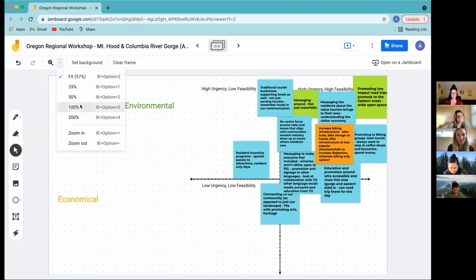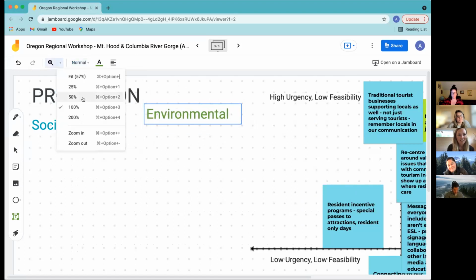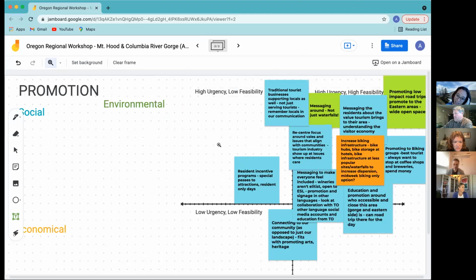Let's see if I can zoom in a bit. Oh, no, wait. Okay. Sorry. Marley, are we able to get it a little bit more zoomed in? How's that? That's better. Yeah.